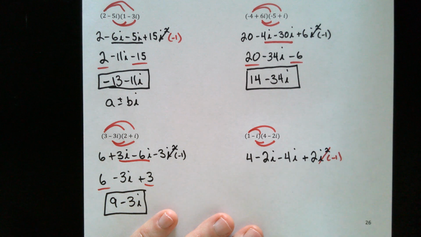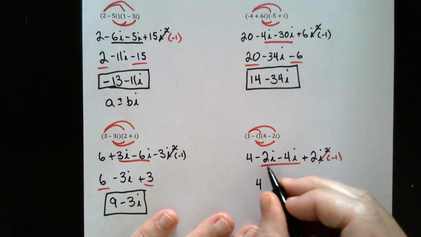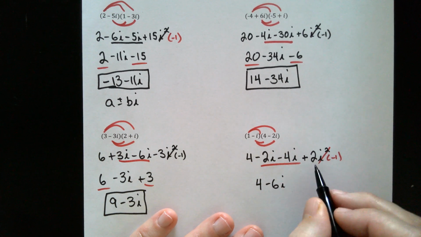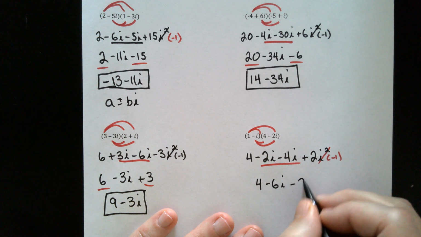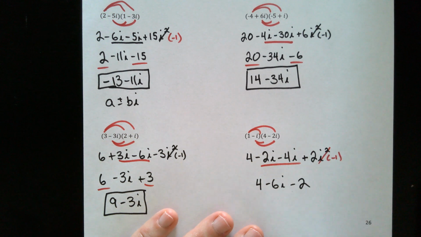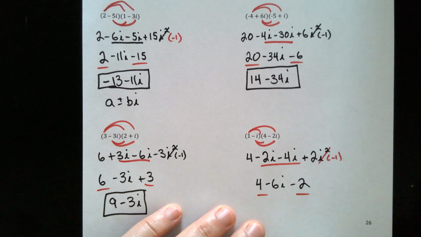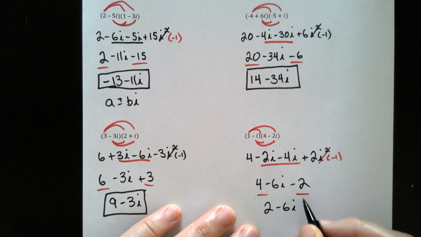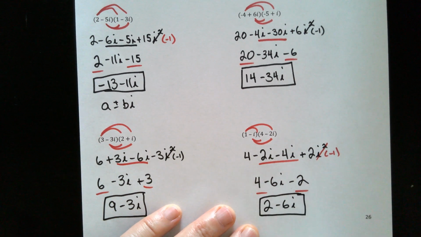Okay, and combine like terms here. So we get 4. They're both negative, so add, keep the sign, minus 6i. And then 2 times negative 1 is negative 2. Combine like terms again, and you get 4 minus 2 is 2, minus 6i. And that's it.